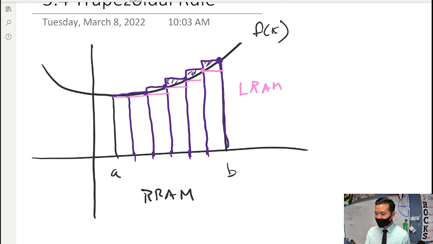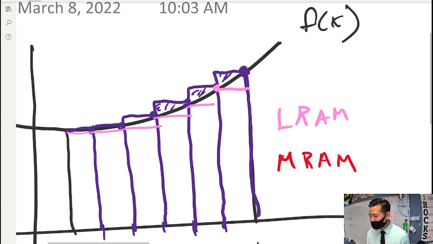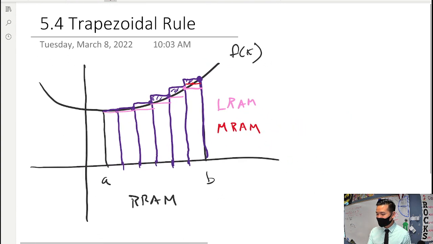The last one, which was middle RAM, MRAM. MRAM, I'm going to zoom in a little bit, gets exactly in the middle of it and goes across, where it does a little bit of overestimating and a little bit of underestimating. Those are the three that are usually covered, but there's one I guarantee you that they'll always have on the AP exam in some way, shape, or form. And this is today's lesson, which is the trapezoid rule.